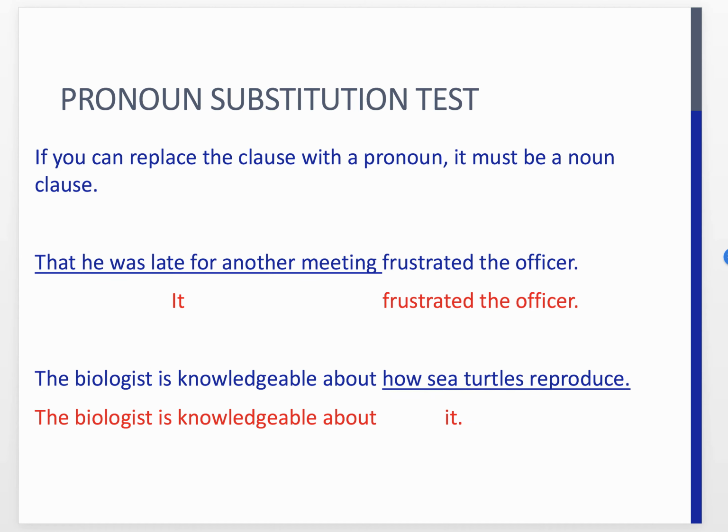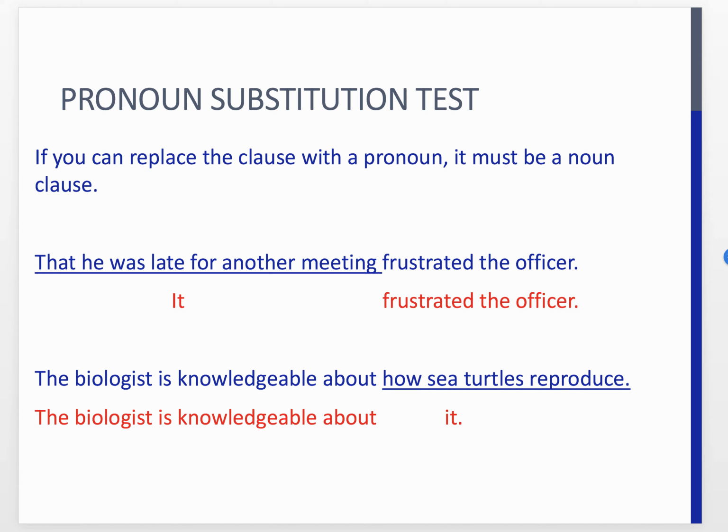We can go back to that same test that we've been using throughout this course to identify, right? We identified nouns by substituting pronouns. And if we could substitute the pronoun, we said, that's got to be a noun. We did the same for noun phrases such as gerunds. Right? If we could substitute a pronoun for the gerund, we knew we had a noun. And the same is true for noun clauses. If we can substitute a pronoun, then it's got to be a noun clause.